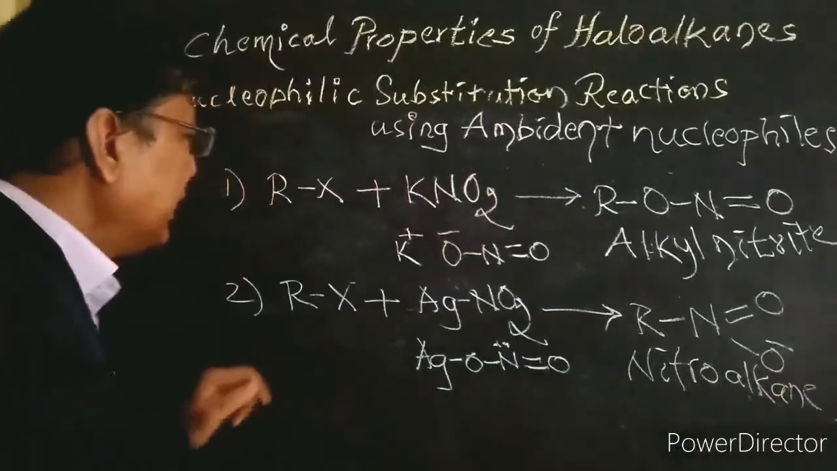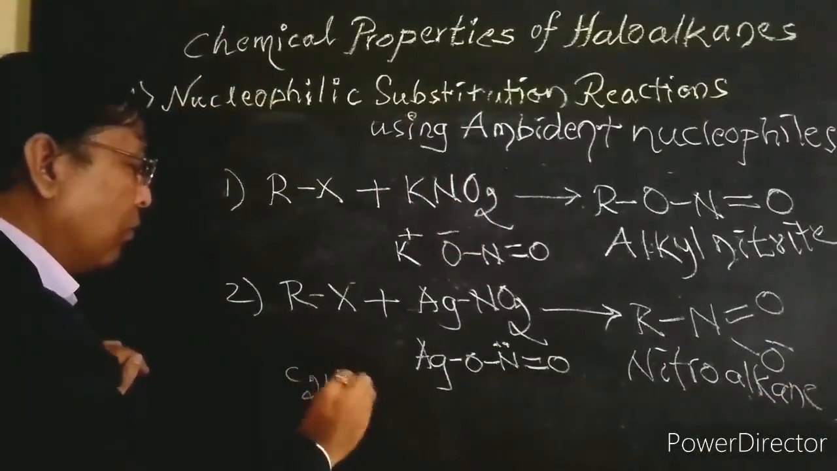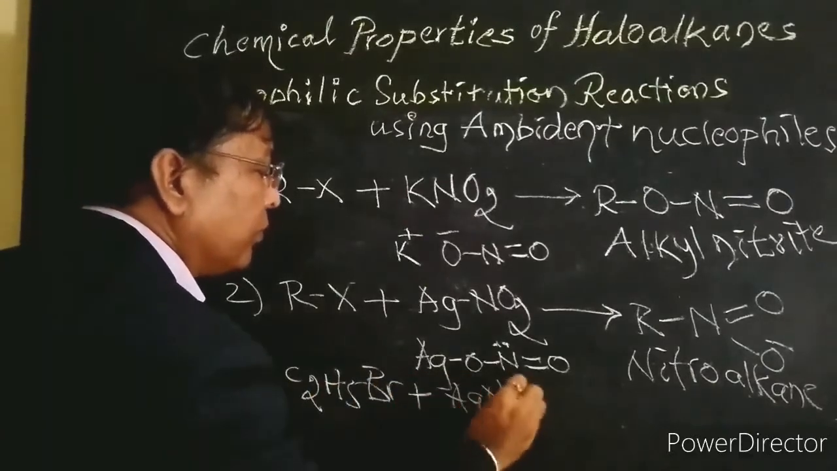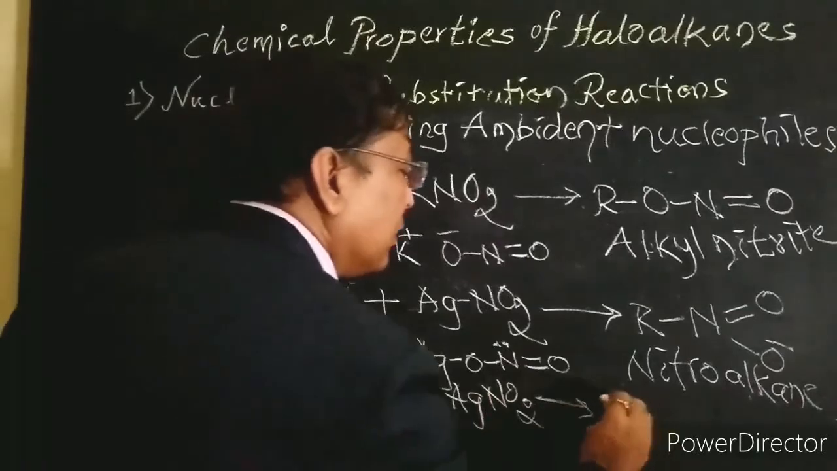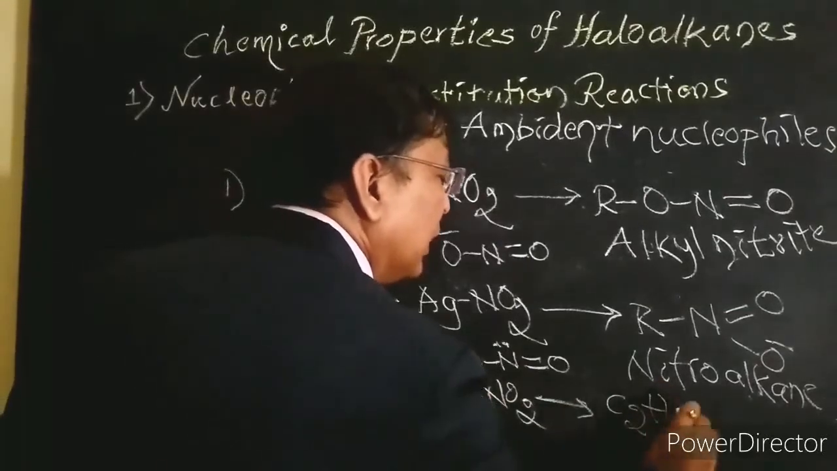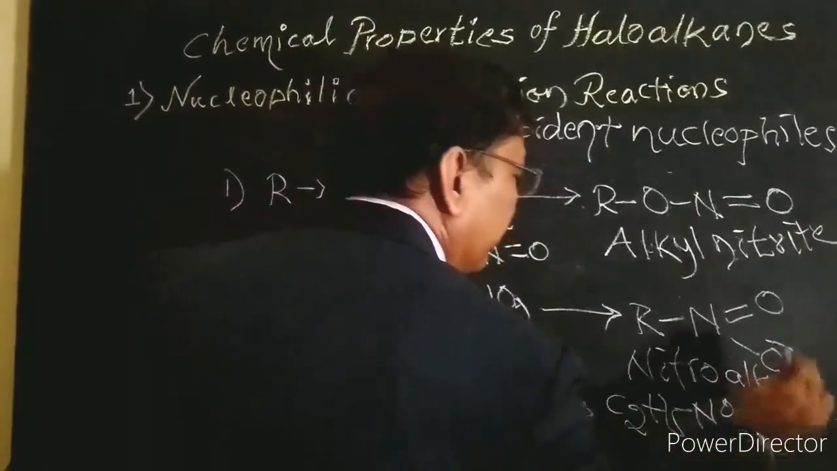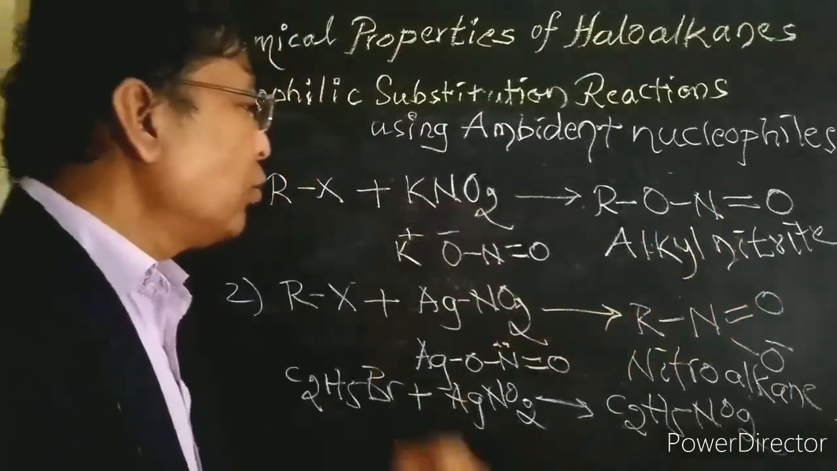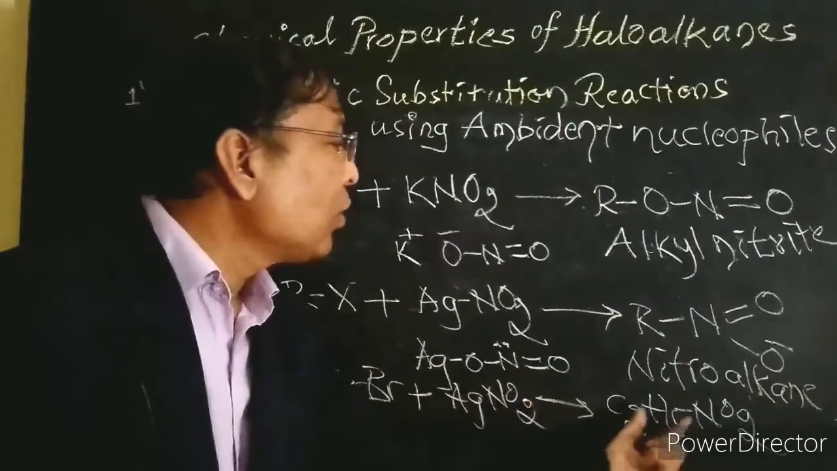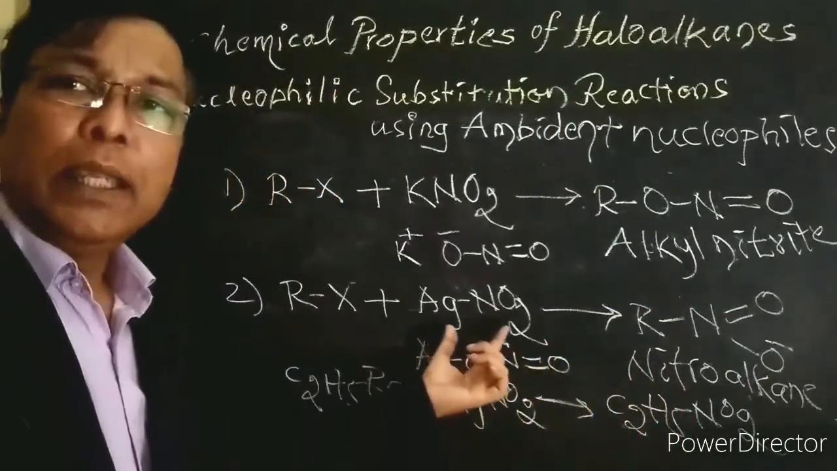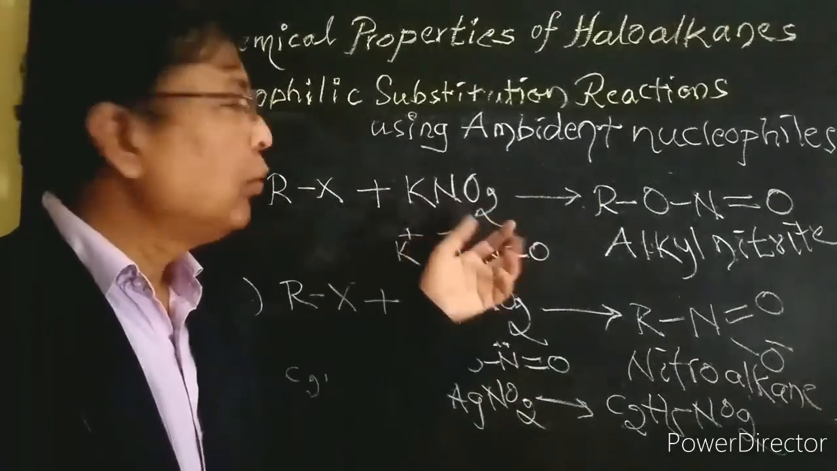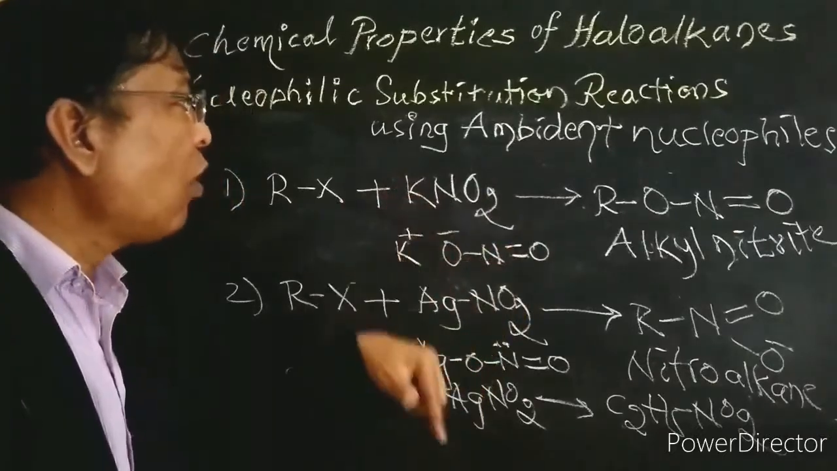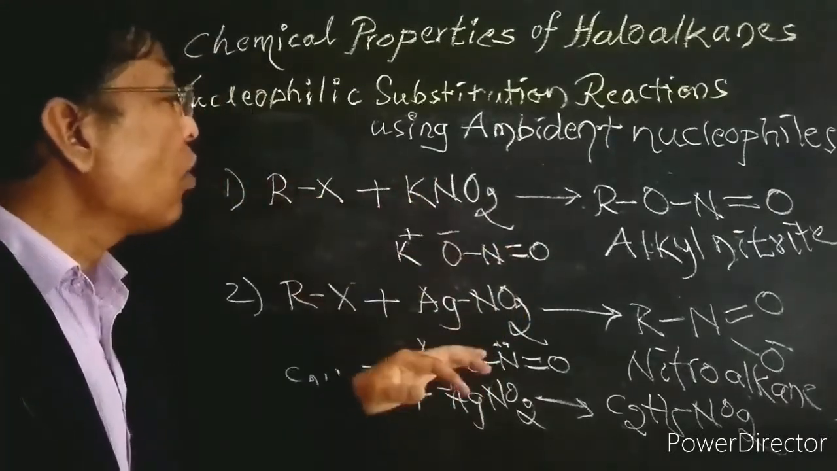So if I take an example, ethyl bromide, if I react it with AgNO2, then I get nitroethane, C2H5NO2. This is nitroethane. If you want nitrites, you have to use KNO2. If you want nitroalkane, you have to use AgNO2. Once again, I will explain. NO2 group is an ambident nucleophile. It has two nucleophilic sites. It can form a bond either from oxygen or from nitrogen.